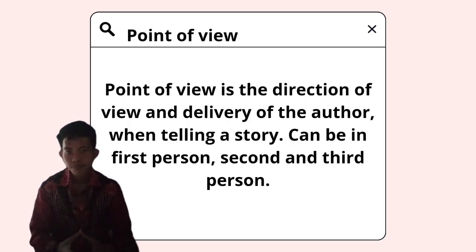Number five is point of view. Point of view is the direction of the view and delivery of the author when telling a story. It can be in first person, second person, and third person.